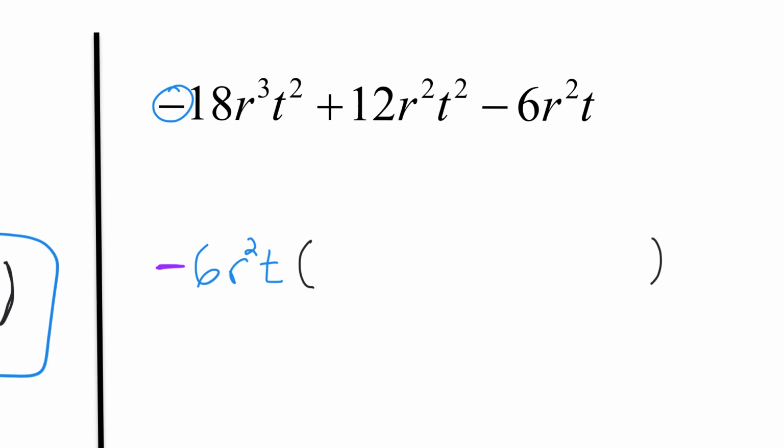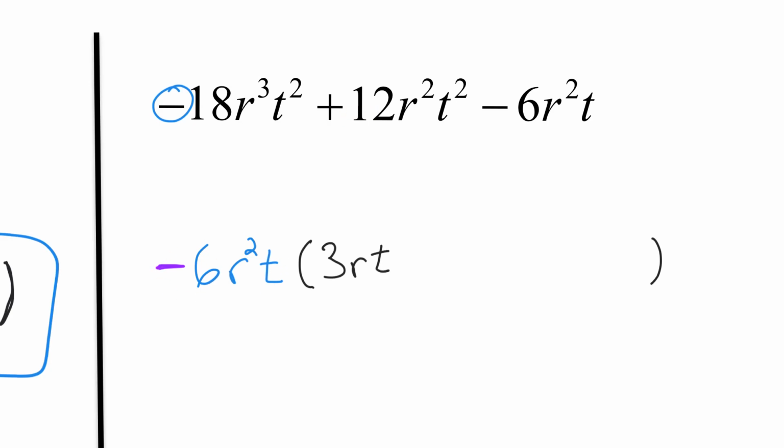So now I'm going to divide. Careful with the signs because you guys do have a negative and a negative here. Negative 18 divided by negative 6, that's going to be positive 3. You have r cubed, you took r squared, so that's just 1r. You guys have a t squared, but you took out a t, so that's going to be 1t inside.